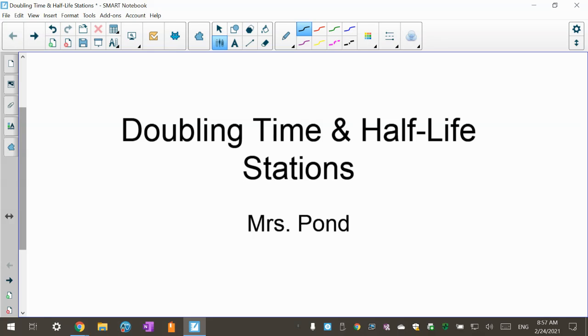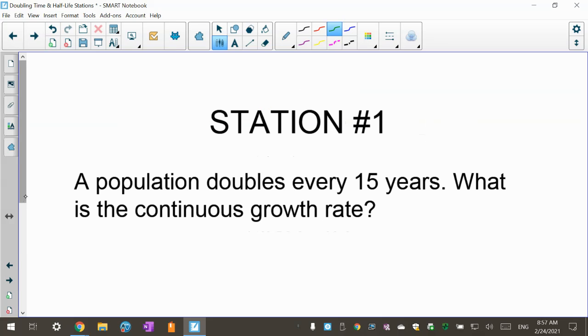And I'm going to let you know, anytime I use doubling and half-life stations, I always use the formula y equals ae to the kt. So I'm always using the continuous formula. Now, if I say it, great. If I don't, you can still use it as well, because usually when you see doubling time and half-life, you are going to use the continuous exponential equation. Okay, so here's our first one.